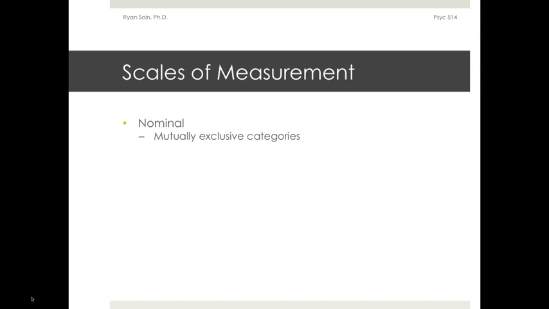So eye color is nominal. Red, green, blue, whatever. Now, some people go, well, you can have green eyes and blue eyes. Sure, but that's a separate category. Somebody that has green eyes and blue eyes, they do not have brown eyes, right? So they fit in their own category, which is somebody that has multiple eye colors, right? That's a nominal variable. We can't do much with that, by the way. It's very limited. Ethnicity is a nominal variable.